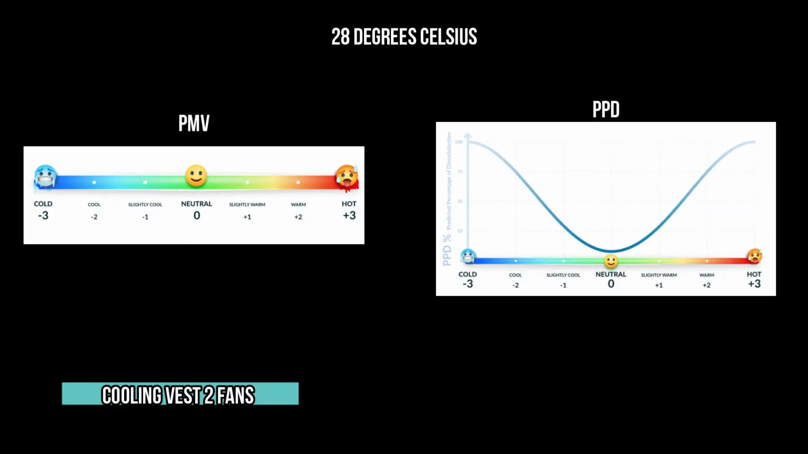PMV is an index that indicates whether it is too hot or too cold on a 7-point thermal sensation scale, and PPD is an index that indicates the percentage of thermally dissatisfied occupants. Now, on to the 35 degrees Celsius.